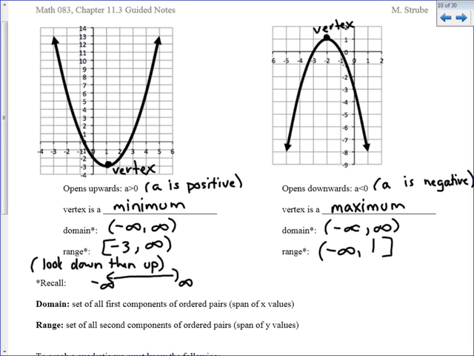So if you're ever asked for domain, I know there's a lot of these on your final review. If you're asked for domain of a quadratic, it's -infinity to +infinity every time. If you need the range, you've got to know which picture you have. If it opens upward, it starts at your vertex and goes up to infinity. If it opens downward, it starts at -infinity and gets up to your vertex. If you have a picture, it's very helpful for those two.